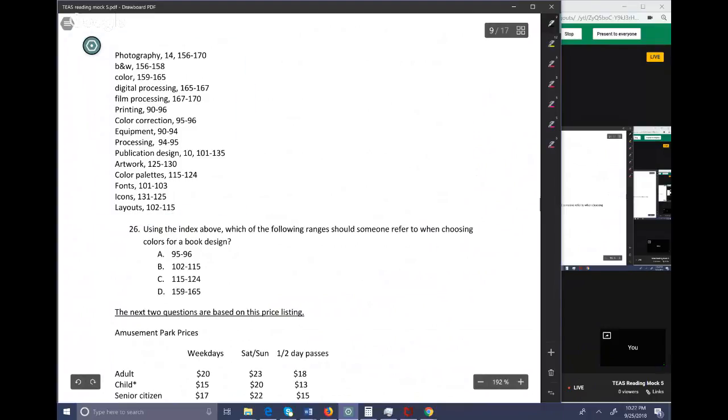This says, where should you go when you're choosing colors for a book design? There's three different places that they show color. So there's color, color correction, color palettes. So a lot of people just go for color and they just pick that. Of course, they have that there for you to answer right there. Color correction usually doesn't get picked, but a lot of people just go for color and then that's it. Color palette would be where you would pick color. So you're going to want C for that one, color palettes.